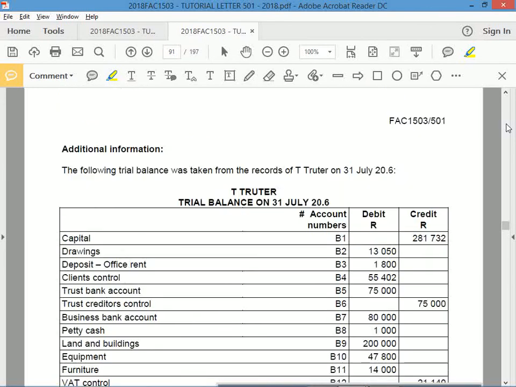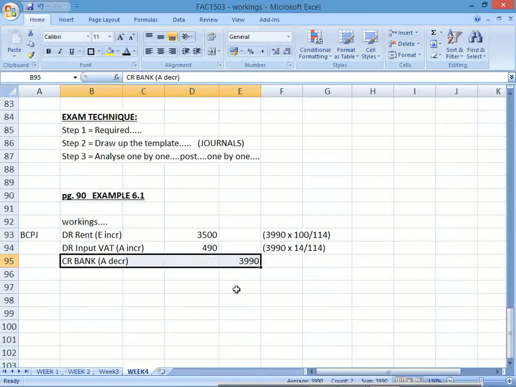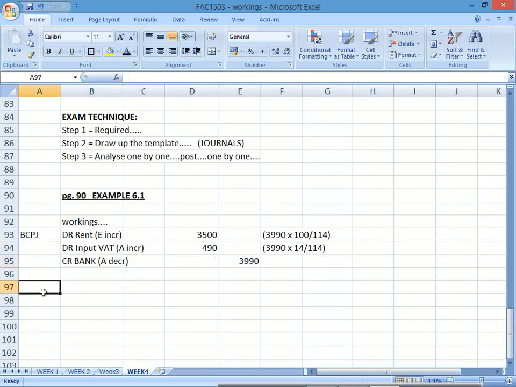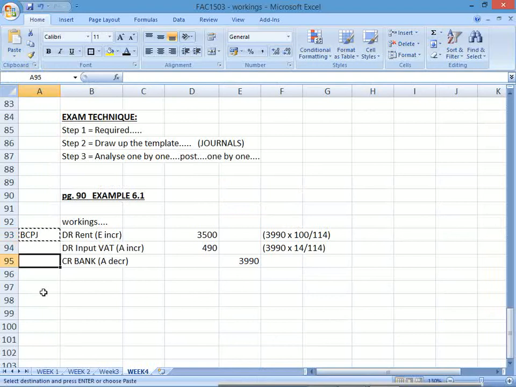Right, so we've done the first one. The next one: pay the increase in the deposit for the office rent per check. Pay the increase in the deposit. That means we've paid a deposit to the landlord. So business CPJ, this was per check, yes. Does a deposit have VAT? No. There's no VAT on a deposit.